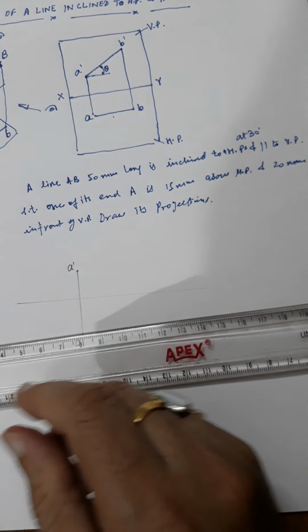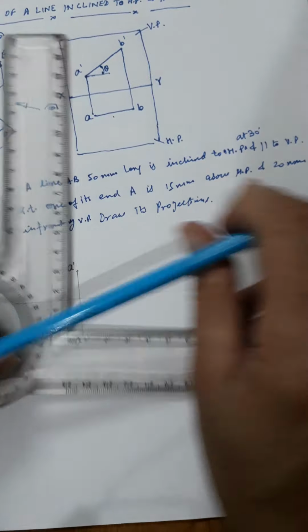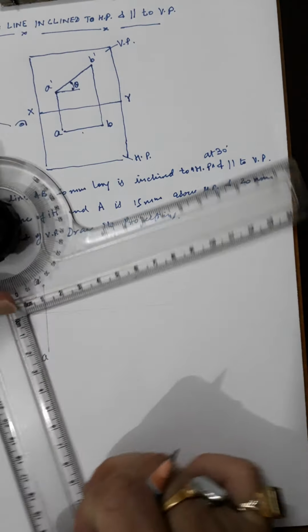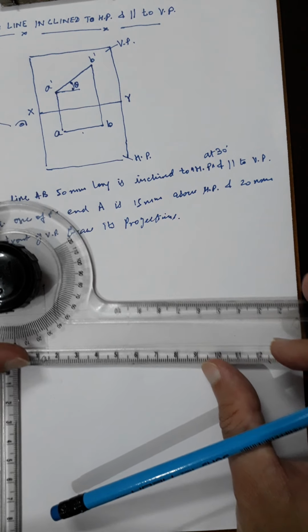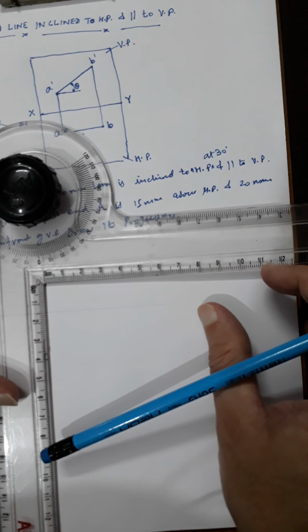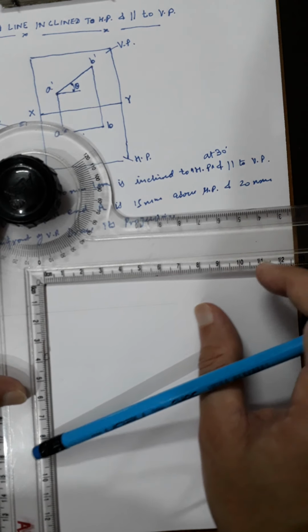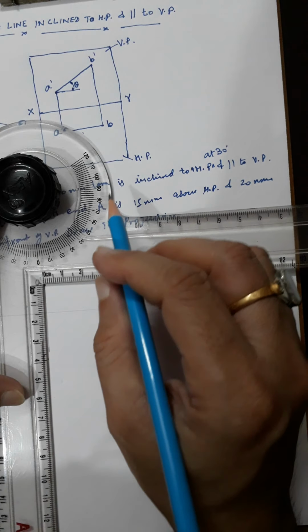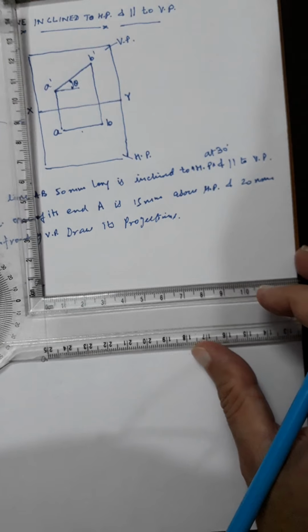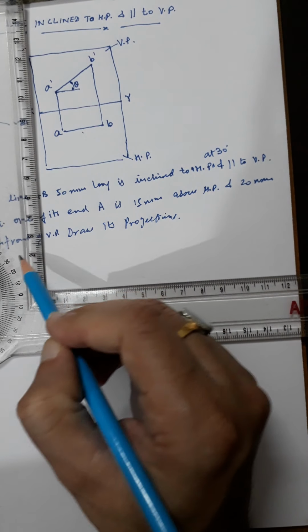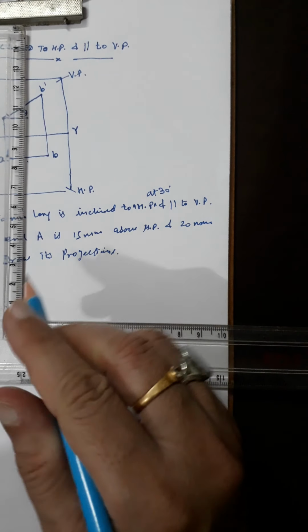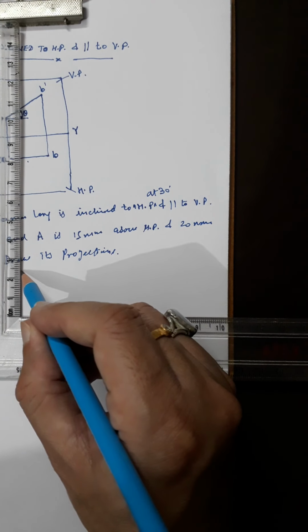Again, I will have to draw the angle here, 30 degrees. So first I will check the angle. Yes, this line is 90. Now I will check the angle 30 degrees. Okay, so you can mark the angle 30 degrees. This is the 30 degree line. Just check. So this is 30 degrees.